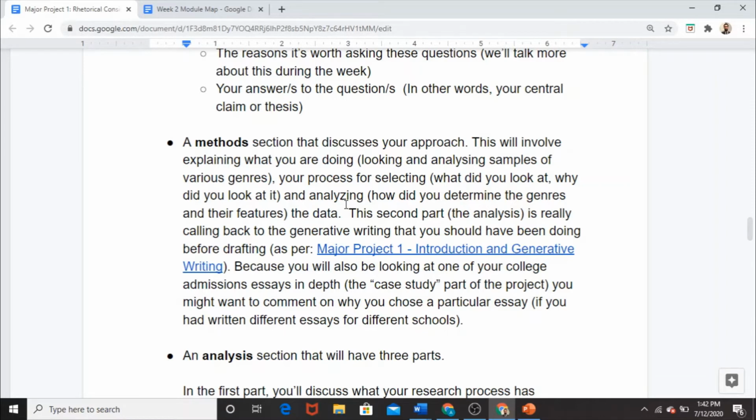So again, if you look at this, you're going to explain what you're doing. We're looking at and analyzing different kinds of genres. How did you select what you looked at? And then how did you analyze it? What were the steps you went through to make sense of the information? And as I note, this really goes back to that generative writing.